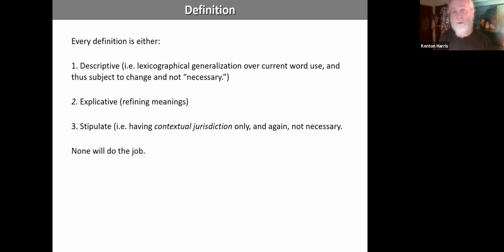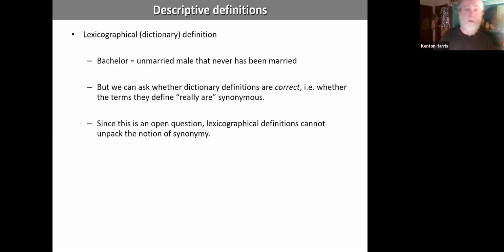But none of these are going to do the job that the person would hope they would do in terms of governing synonymy and coming up with a notion of synonymy. The lexical definition of bachelor might say bachelor means unmarried male who has never been married, but we can ask whether the dictionary definition is correct, whether the terms they define really are synonymous. It's simply a claim: this is how people actually use the word. That's an empirical claim. It's not a necessarily true claim. And we'd have to go out and look at the world to determine whether people really do use that word that way.